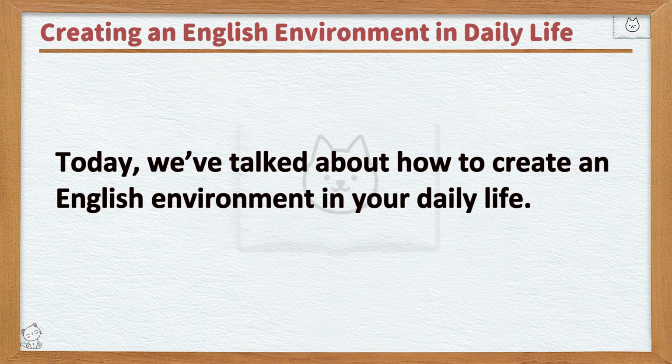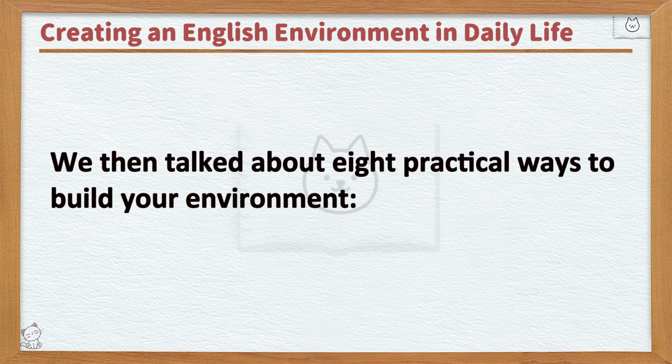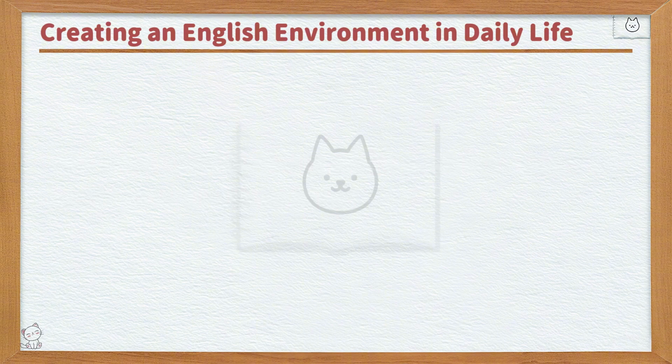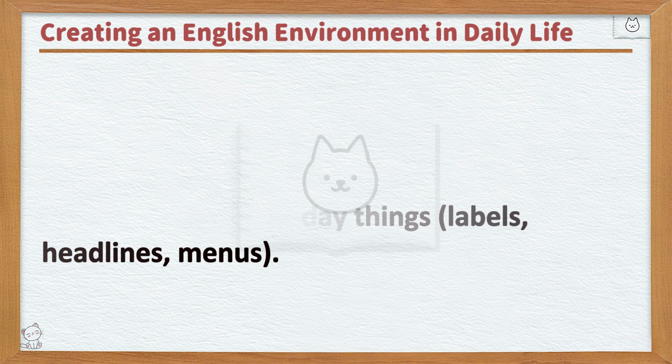Conclusion. Today, we've talked about how to create an English environment in your daily life. We started with why an English environment matters, because it lets you learn English naturally without trying. We then talked about 8 practical ways to build your environment. Transforming your phone and computer into English tools. Filling your ears with English during dead time. Reading small, everyday things, labels, headlines, menus.